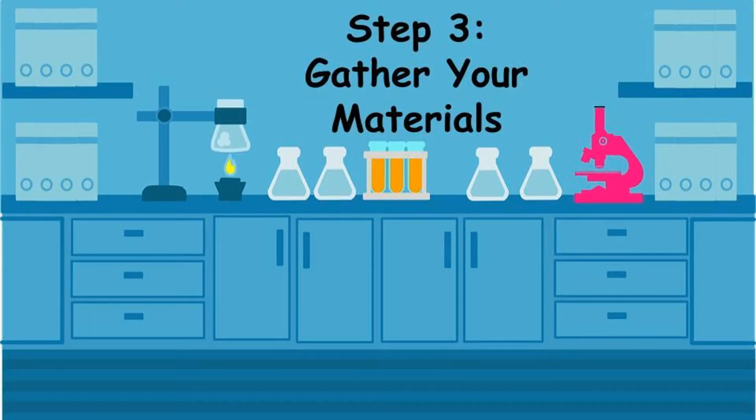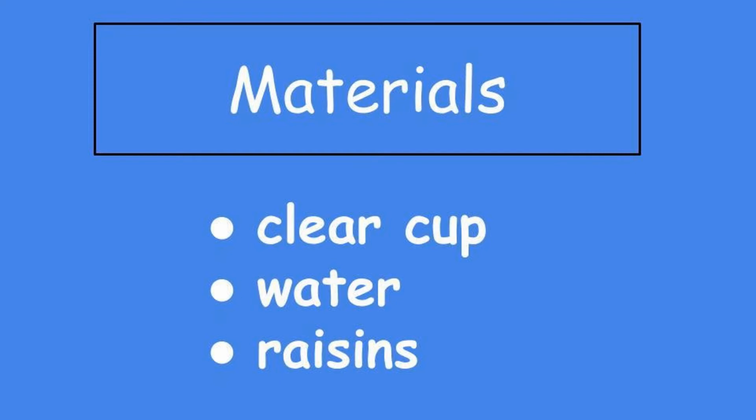Now that we know what question we're going to answer during our experiment, and we have made a hypothesis showing what we think is going to happen, we're ready to begin our experiment. Before we begin, of course, we need to gather our materials. In order to complete today's experiment, we're going to need the following materials. We're going to need a clear cup so we can see what is going on during our experiment. We're going to need some water, and we're going to need some raisins.